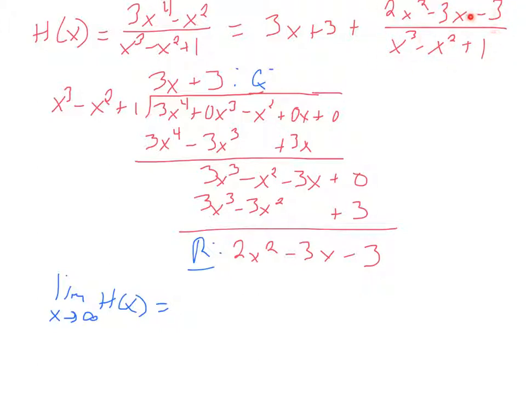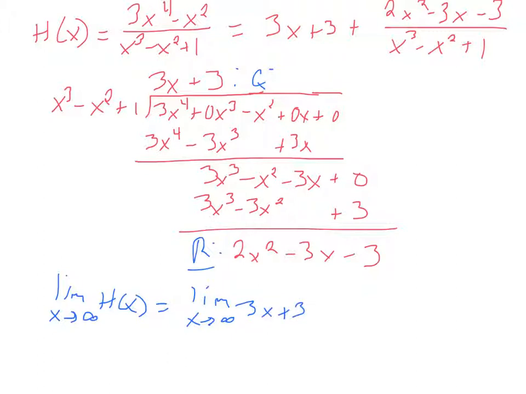The remainder over the divisor is always going to be a proper rational fraction. The top is always going to be a lower order than the bottom, meaning what's going to happen to this fraction as x goes to infinity? It's smaller, until it becomes 0. So this is going to go off to 0. This is going to keep increasing though. So the limit as x goes to infinity of h of x is really the same as the limit as x goes to infinity of 3x plus 3, which is to say that they both go off to infinity.